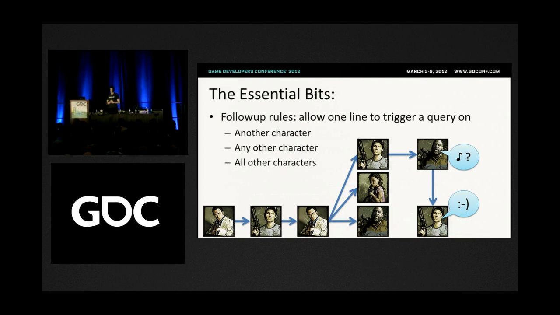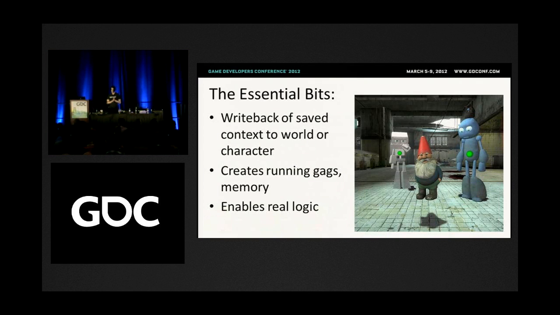You need some kind of follow-up mechanism. When one character finishes speaking, it triggers a query on another. It's much easier if you do this without having to glue both characters' feet to the ground. It is helpful to have some kind of write back to the world. That's how you create conditional branches. That's how the system becomes Turing complete. So you create running gags, memory. It gives you a lot more flexibility.